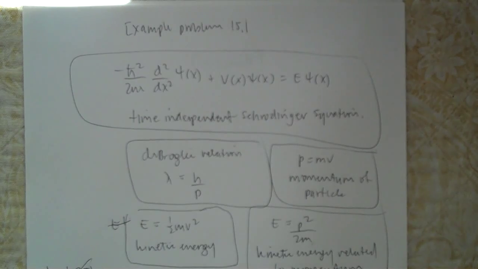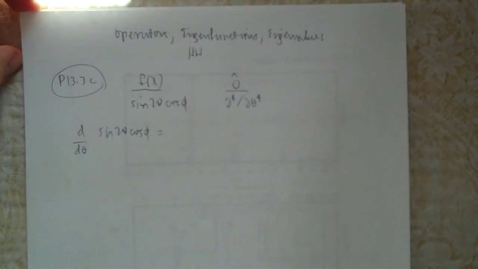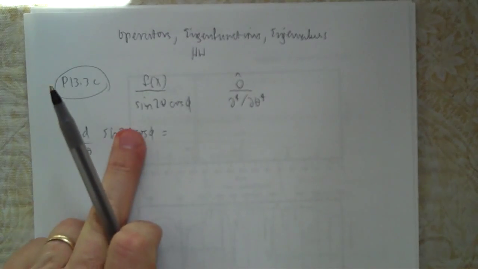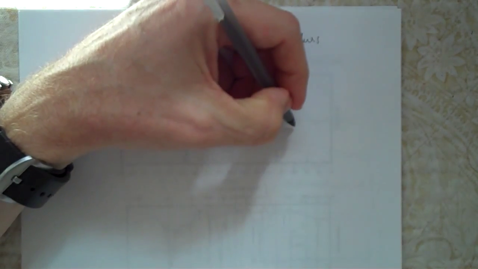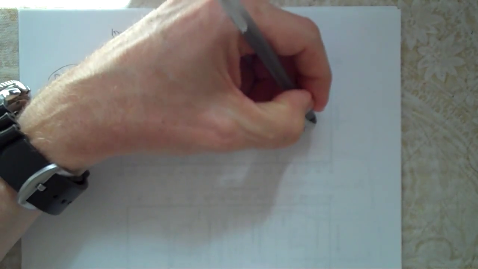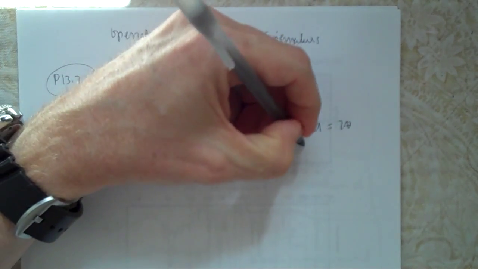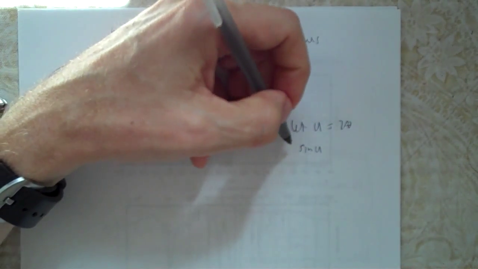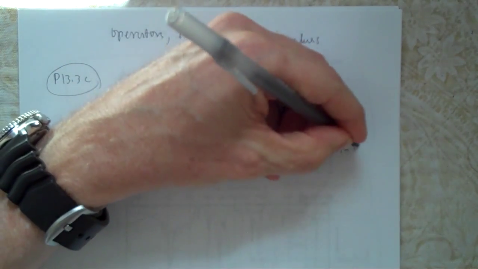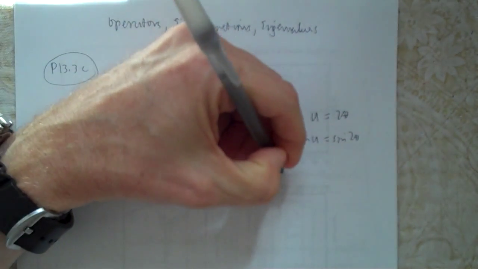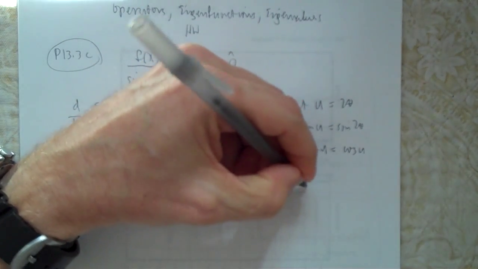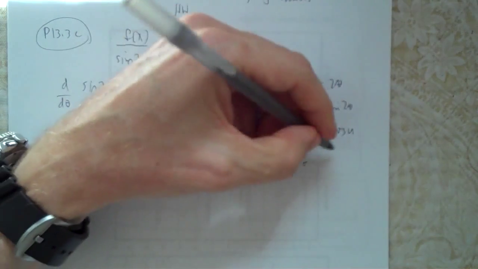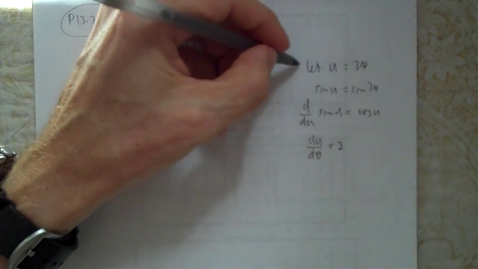Of course, I think most of you are going to want to simply memorize that the derivative of sine is cosine. Now I'm going to do a u substitution here. Let u equal 2 theta, then sine u is equal to sine 2 theta. The derivative of sine u with respect to u is cosine u, and du d theta is equal to 2.